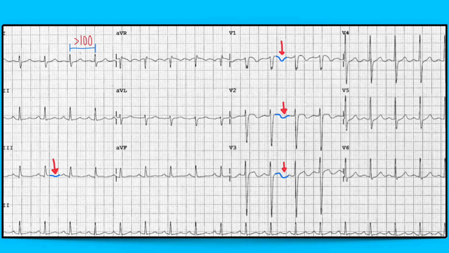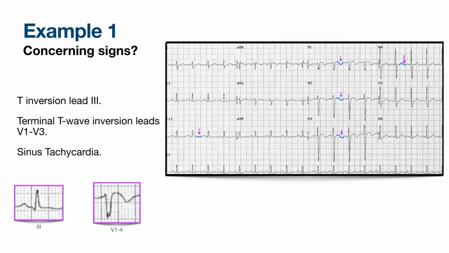So we have the most common finding, which is that sinus tach, right? We have the T wave inversion in lead 3, as well as T wave inversions in V1 through V4 as well.